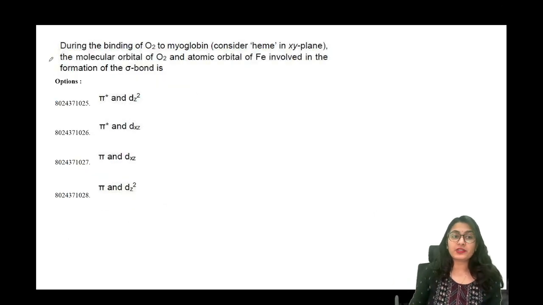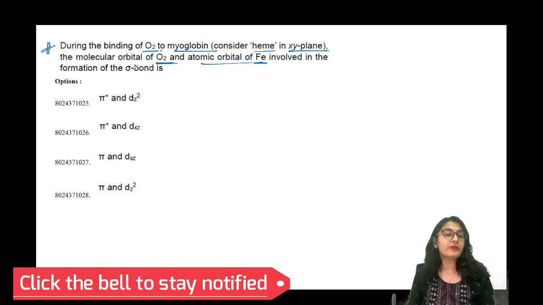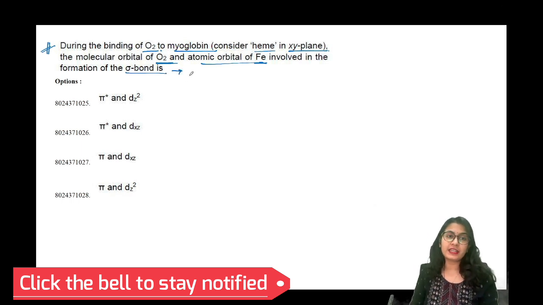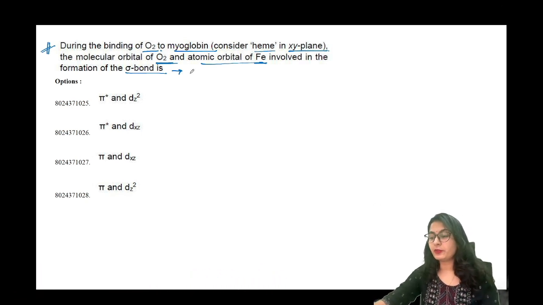Next important question. During the binding of dioxygen to myoglobin, consider heme in the XY plane. The molecular orbital of oxygen and the atomic orbital of iron involved in the formation of the sigma bond is. Again, read out the question by yourself and try to answer it. A very beautiful question.